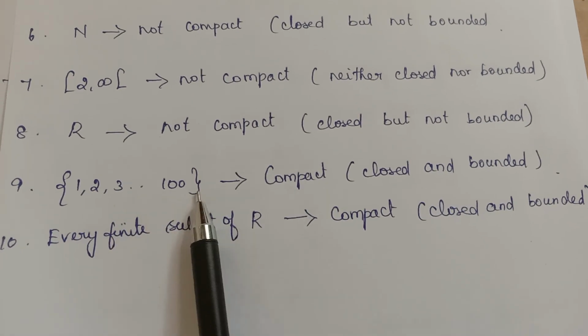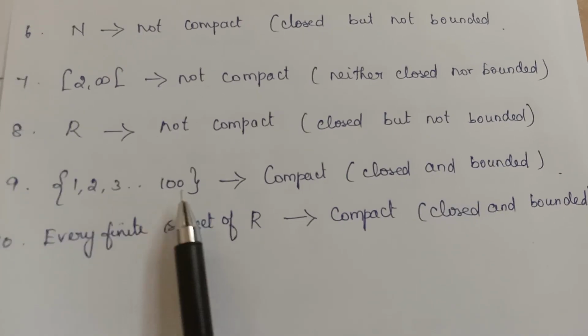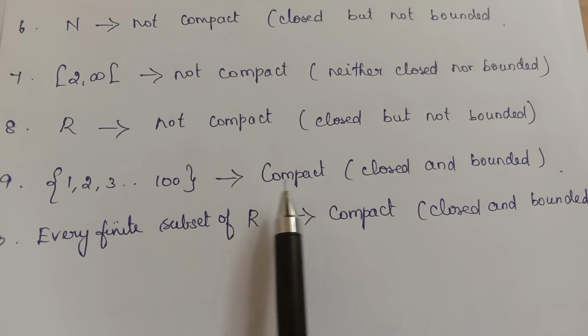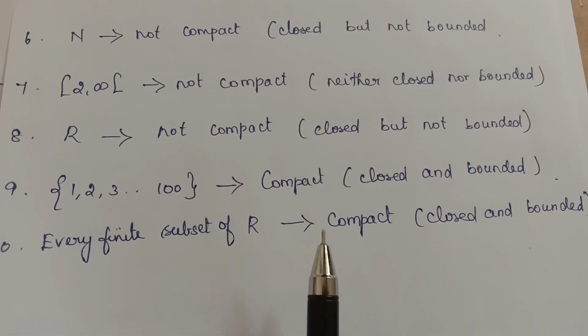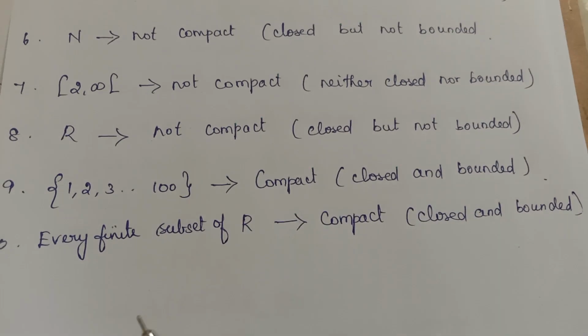Next, 1 to 100. This is a finite set. Every finite set is closed and bounded. Therefore, it is compact. And the same thing I have repeated: every finite subset of R is compact because it is closed and bounded.